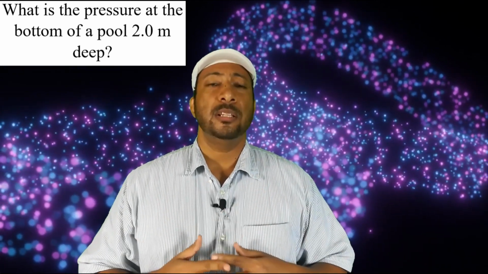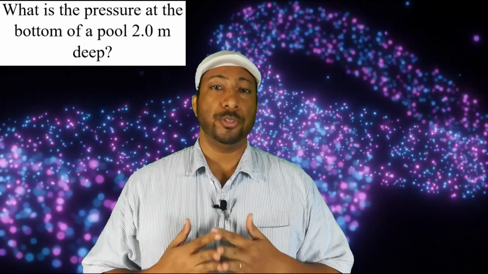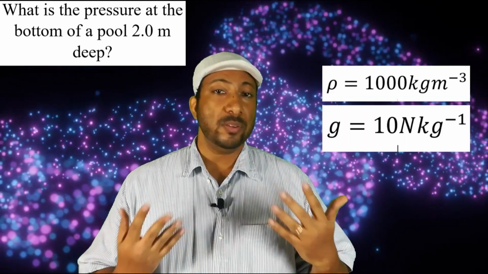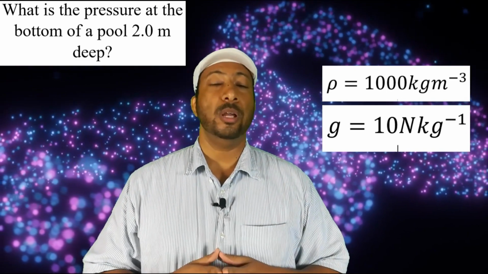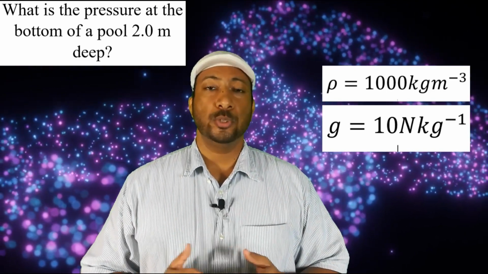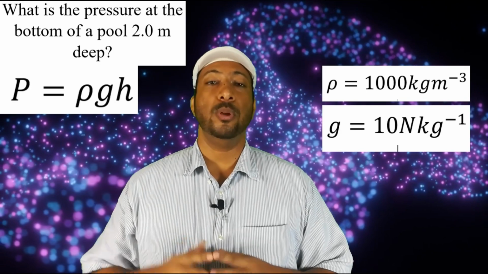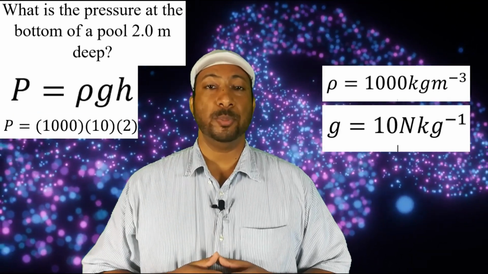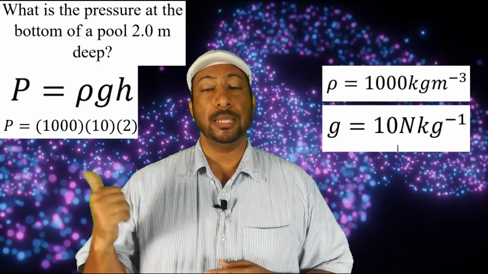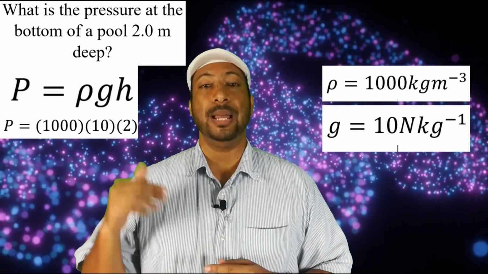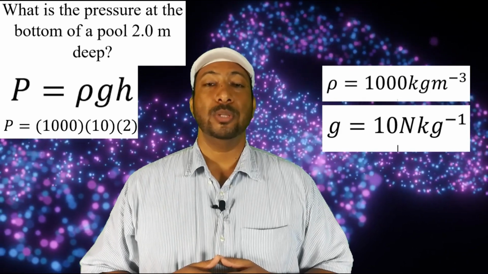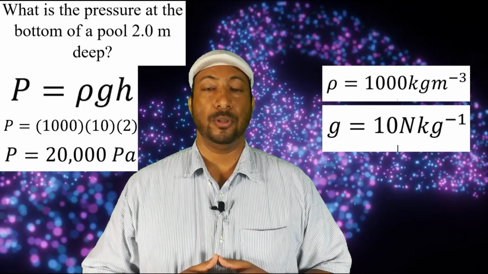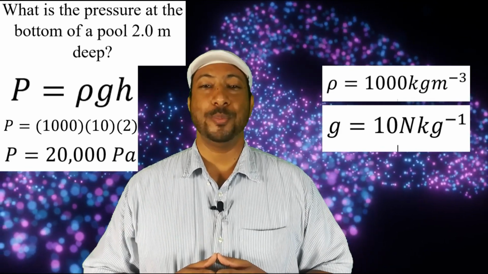Well, let's assume that it is filled all the way up with water, which has a density of 1,000 kilograms per cubic meter. Gravity, we'll assume, is 10 newtons per kilogram here on the Earth's surface. So substituting into our formula, P equals rho g h, we will have that the pressure is equal to 1,000 kilograms per cubic meter multiplied by 10 newtons per kilogram multiplied by 2 meters. So that will give us an answer of 20,000 pascals or 20,000 newtons per square meter.